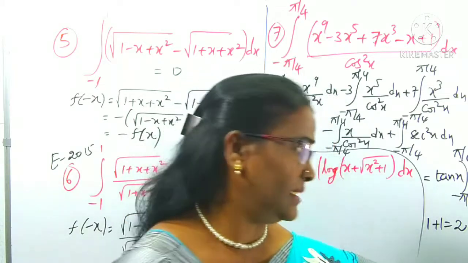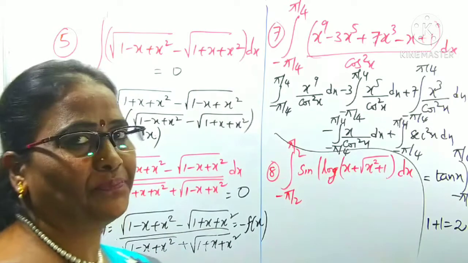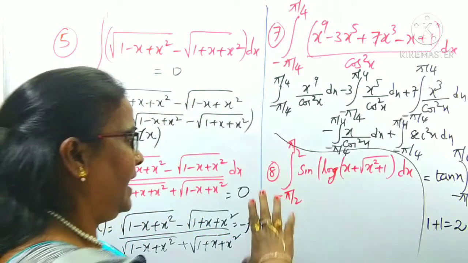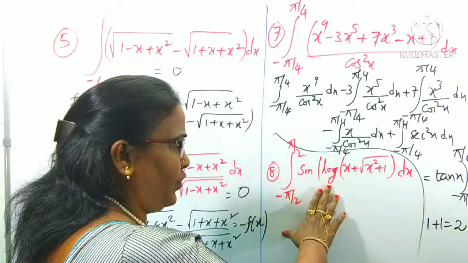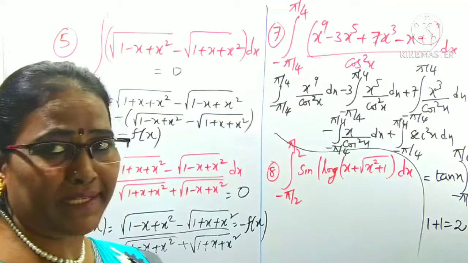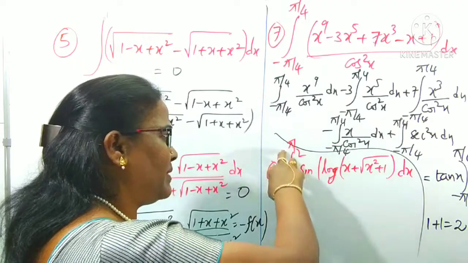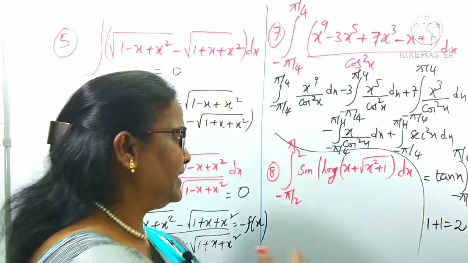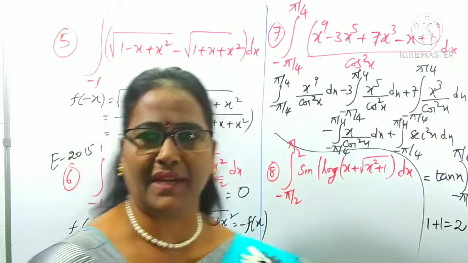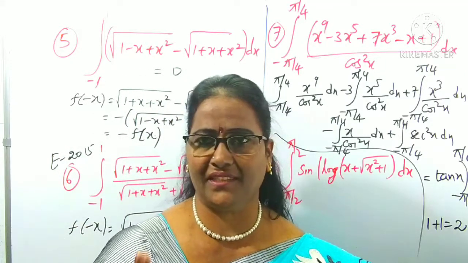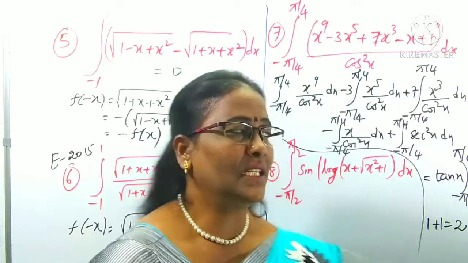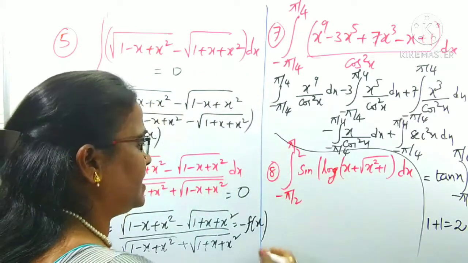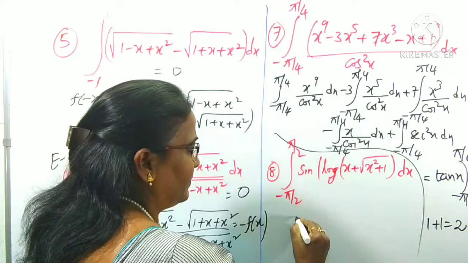Clear? Now I can look at question number 8. What is question number 8? Integral of sine of log of x plus root over x square plus 1, between the limits minus pi by 2 to plus pi by 2. So here generally you can think f of minus x is equal to minus f(x) or plus f(x). You have to check that, but using a direct tip here, you just have to recollect one result.